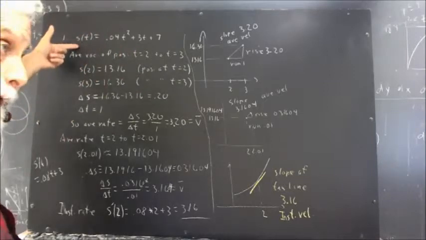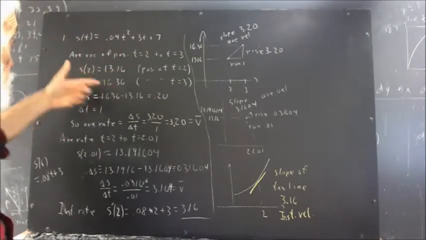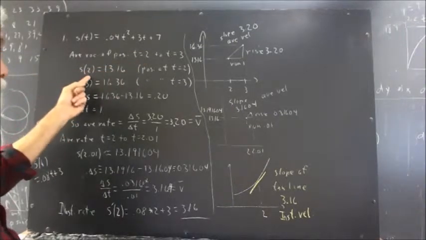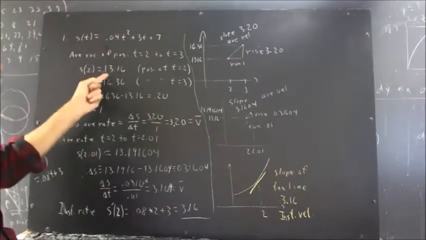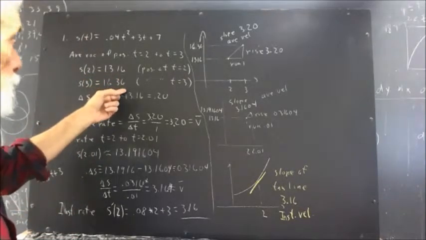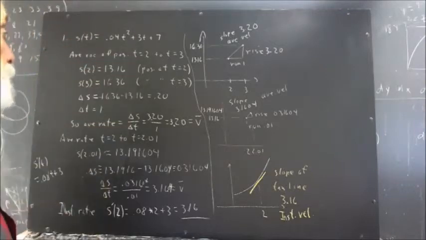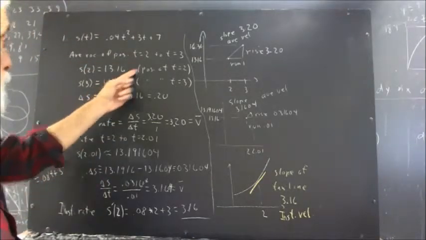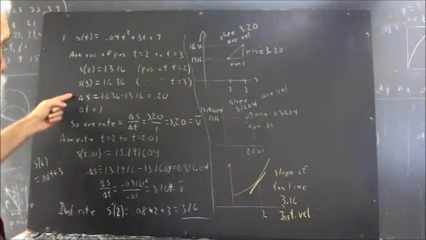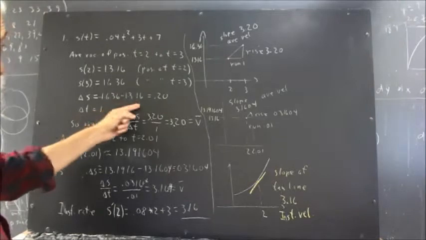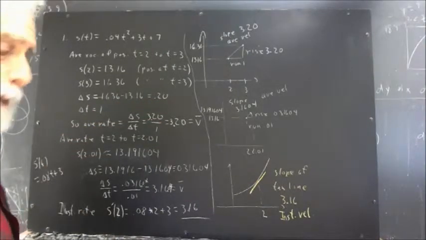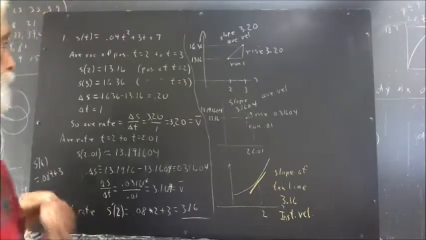So the average rate of change from t = 2 to t = 3 is the change in the position divided by the change in the time. We find the position at t = 2, s(2), plug 2 in here, and we get 13.16. We plug in 3, we get 16.36. You can do the plug-in and verify this. So here's your position at t = 2, here's your position at t = 3. The change in position is, you subtract the initial from the final, you get 3.20.